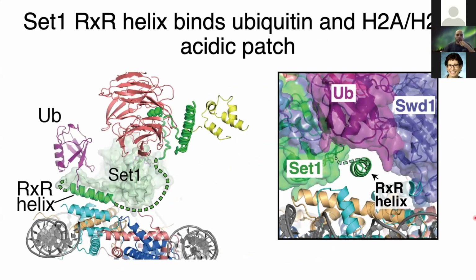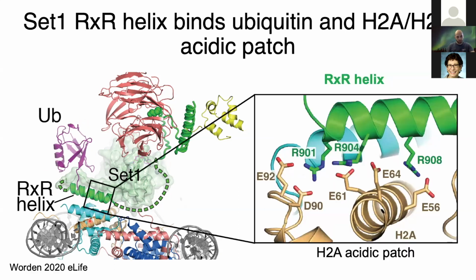So just as I mentioned, this RxR helix is disordered when COMPASS is not bound to the nucleosome, and then becomes structured only when COMPASS binds the nucleosome. And when COMPASS binds the nucleosome, this RxR helix actually passes underneath the entire complex and snakes up back here to the top of the complex. And this position of the RxR helix allows this part of Set1 to interact both with the H2B linked ubiquitin and with the H2A H2B acidic patch.